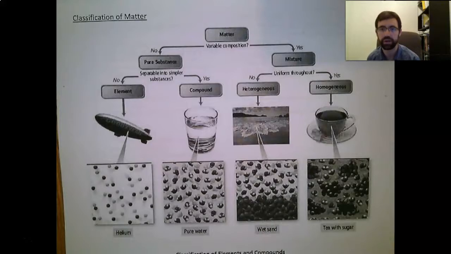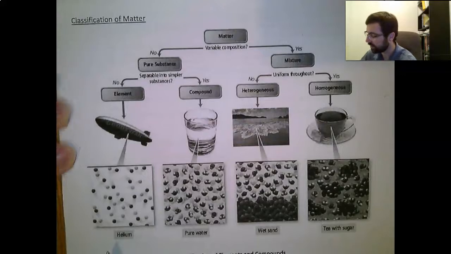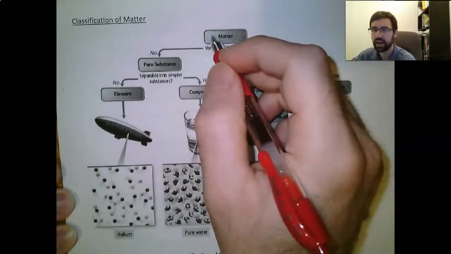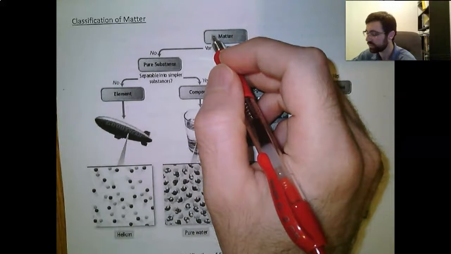So you know what a covalent bond is, you know what an ionic bond is, you know what monatomic or diatomic atoms or elements are. So let's get started. You start at the top. Anything that has mass and takes up volume is matter.